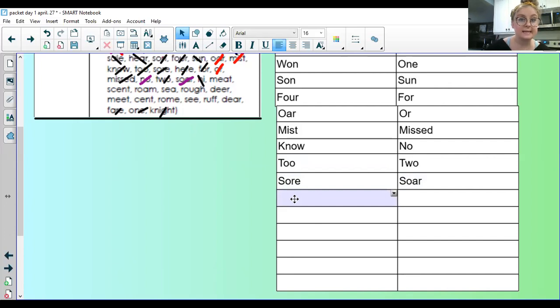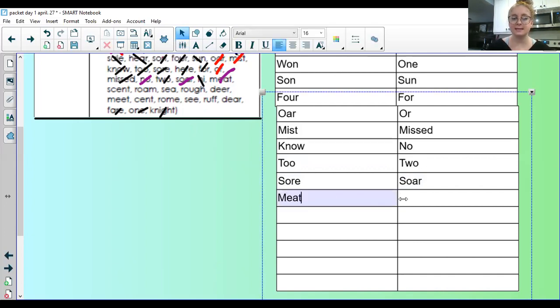Okay, meat, M-E-A-T. That meat is like the meat you cook and the meat you eat. Then the other meet is M-E-E-T. That means nice to meet you. It's like when you shake someone's hand when you meet them for the first time.